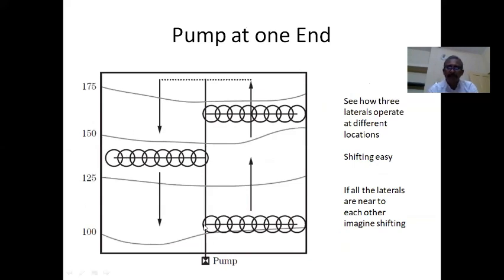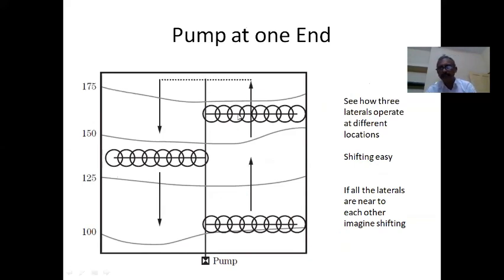The main is running across the slope, and the laterals are going along the contour. In this case, three laterals are running. Three laterals are being operated simultaneously at different locations. One can also think of operating all three laterals at the same location. What is the advantage of operating three laterals at distant locations?